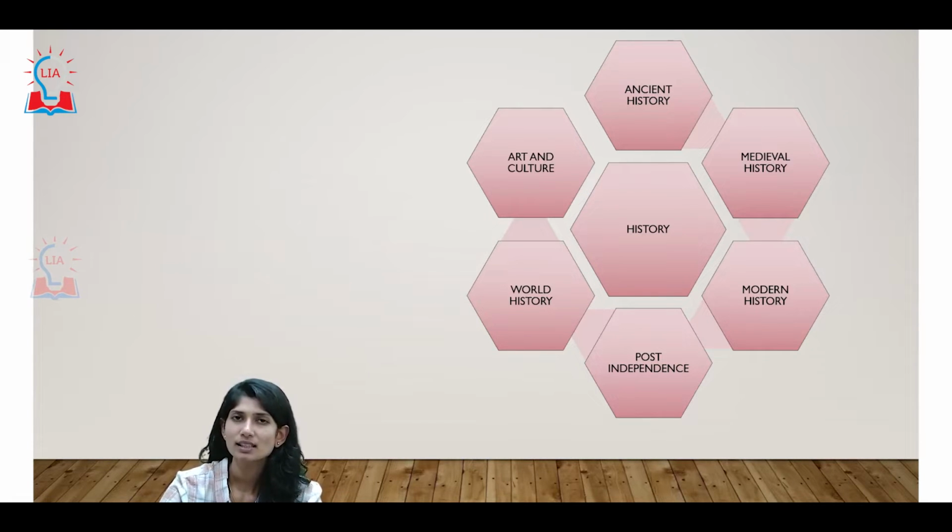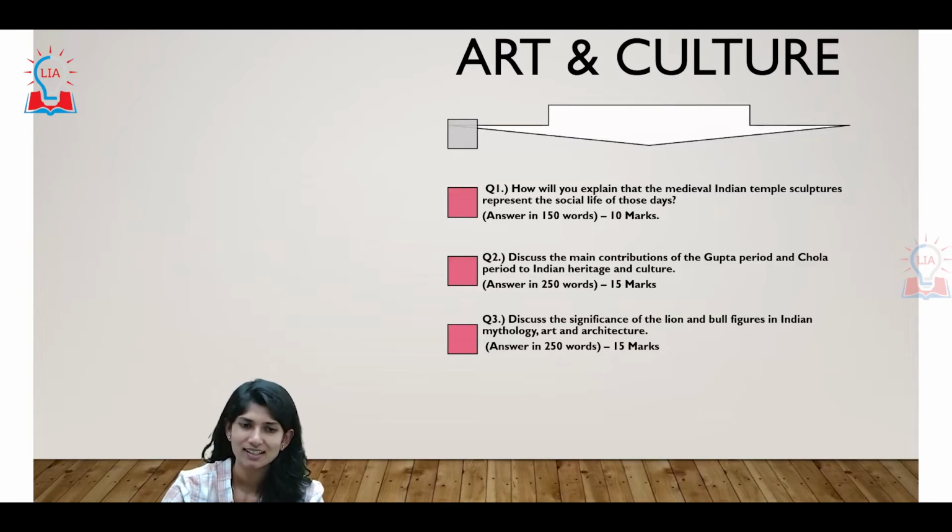Now we'll see which sections UPSC focused on in 2022. First, art and culture. The question they have asked is: how will you explain that medieval Indian temple sculptures represent the social life of those days? It's a 150 words, 10 mark question. Look at the other questions also. As we go through the questions, we'll discuss each of them individually.